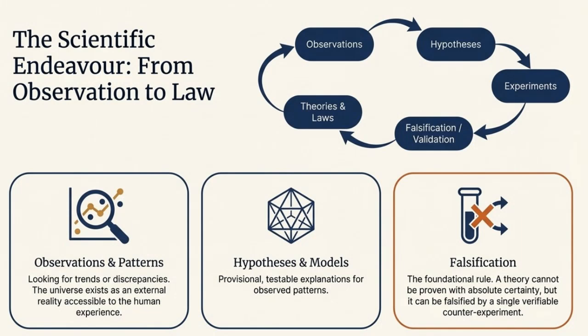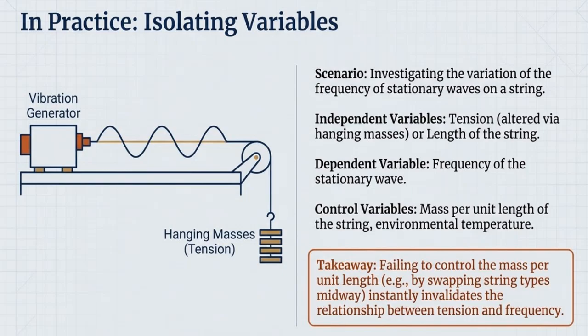After gathering experimental results, we move into a phase of falsification or validation, which is crucial because a theory can never be proven with absolute certainty, but can be disproven by a single counterexample. If a hypothesis withstands these tests over time, it may contribute to forming broader theories and laws that describe natural phenomena. This cycle ensures our understanding evolves based on evidence and critical testing.